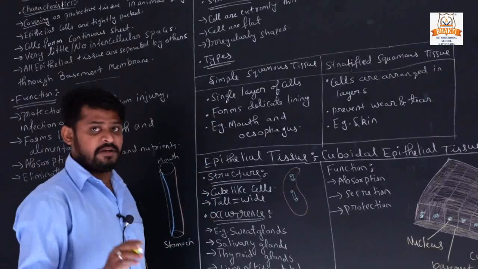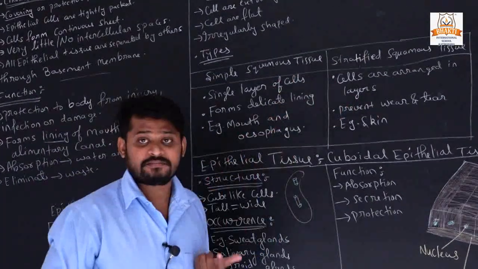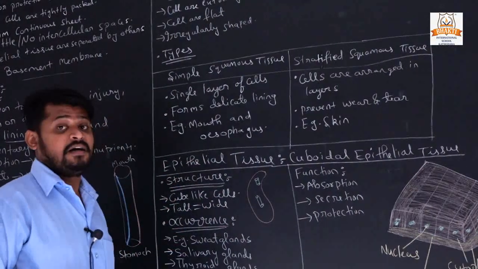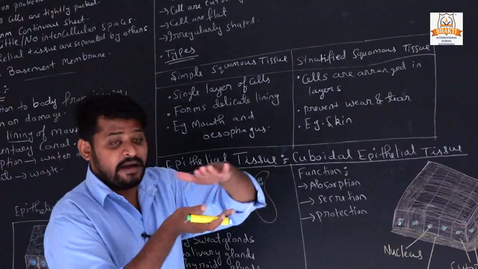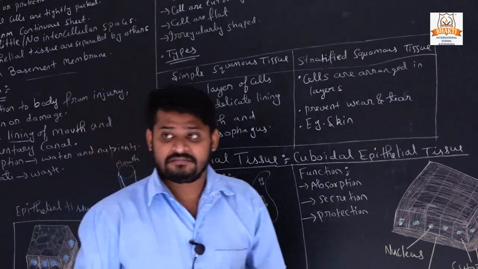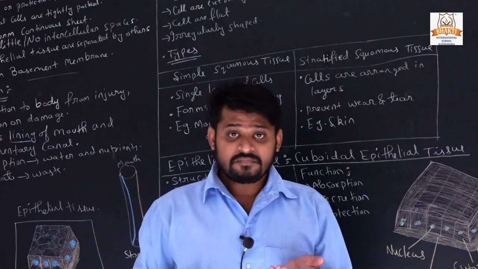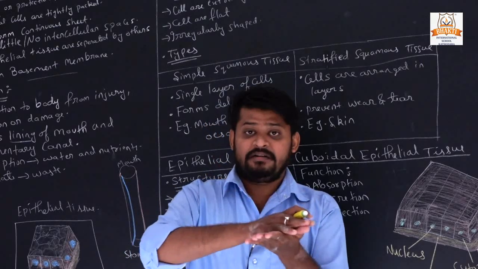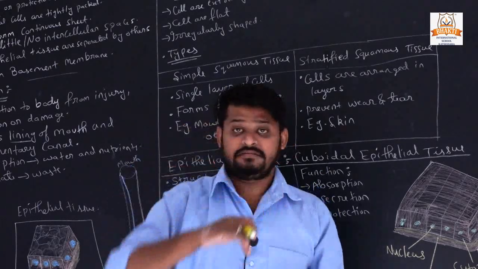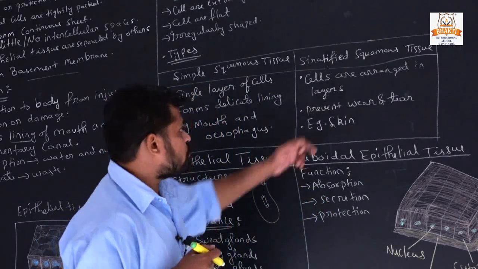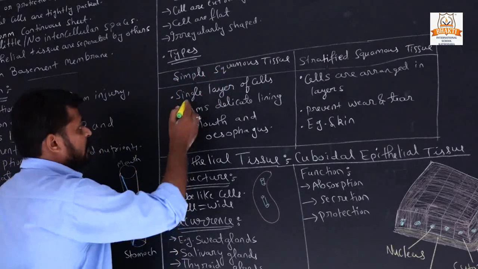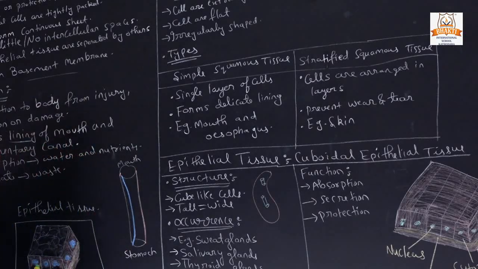Simple we already get. Simple means simple. But what is meant by stratified? Stratified means the cells are arranged layer by layer. Means on one cell, another cell, like a cake. In a cake we put one layer of bread and above that layer we arrange another layer of bread. That is called stratified squamous tissue. So what is simple squamous tissue? They are a single layer of cells, means they have only one layer of cells.